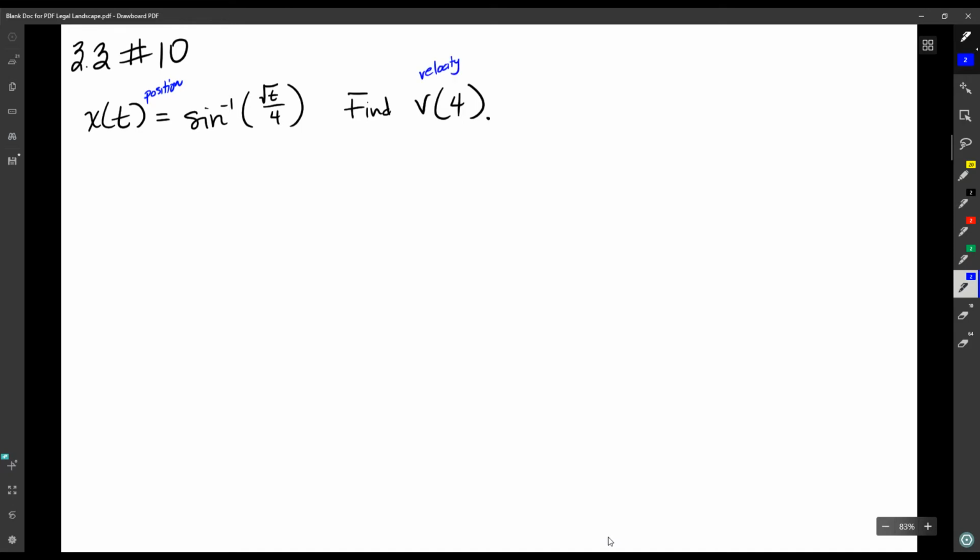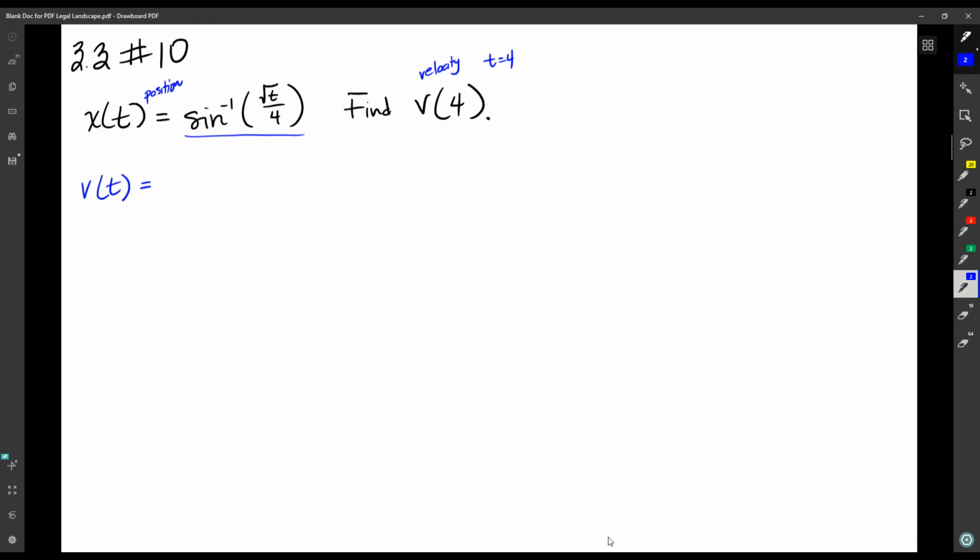We're asked to find the velocity at the given time, and in this case, the given time is t equals 4. So we are after v of 4. Let's get going. And first, let's find v of t. So the velocity with respect to t is the first derivative of position. So we're looking at the derivative of an inverse sine of the square root of t over 4.